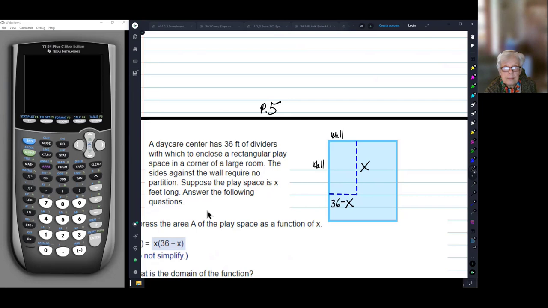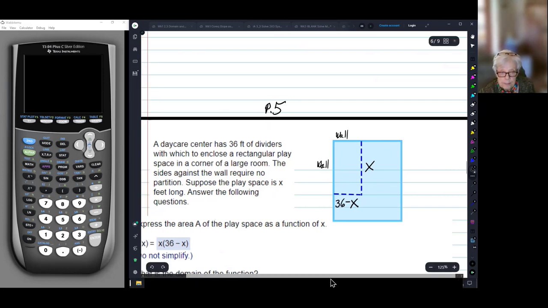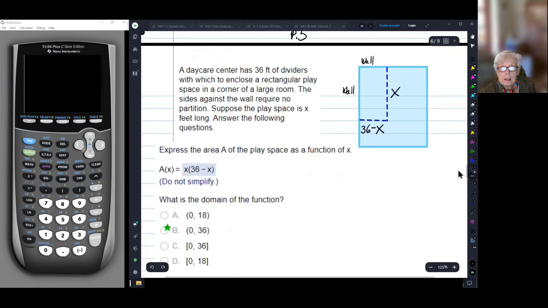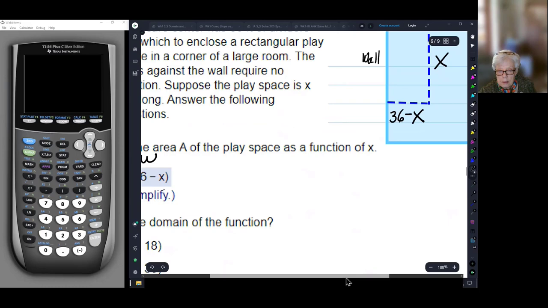Okay, let's go over to the questions. First question, express the area A. Notice I didn't have any way around including the answers because this is one of those problems where the questions come up separately and to make them come up all at once, the answer shows. So I didn't have any choice here. I apologize, no mystery. Express the area A of the play space as a function of X. That means make it A of X. Well, okay, the length times the width. Let's write that. A equals length times width. Make that bigger. All right, there.